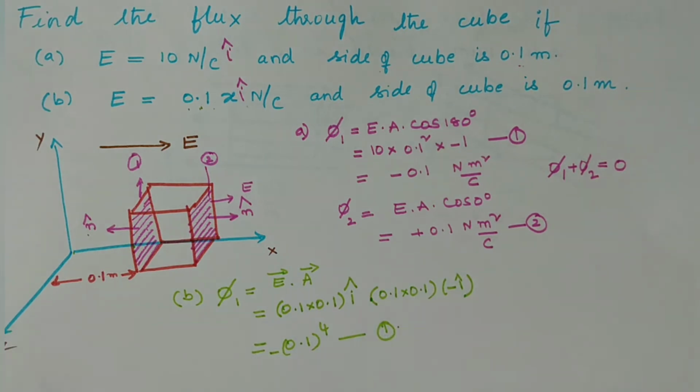We take it as negative sign because it is entering the surface. Then coming to the flux through second surface.